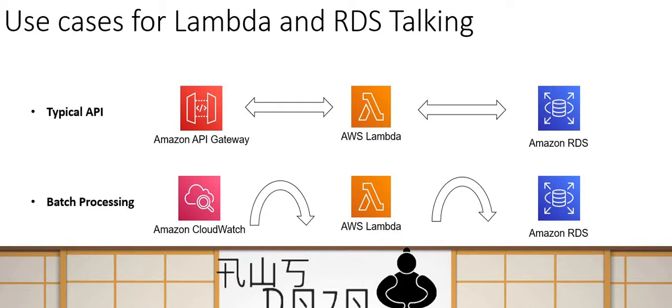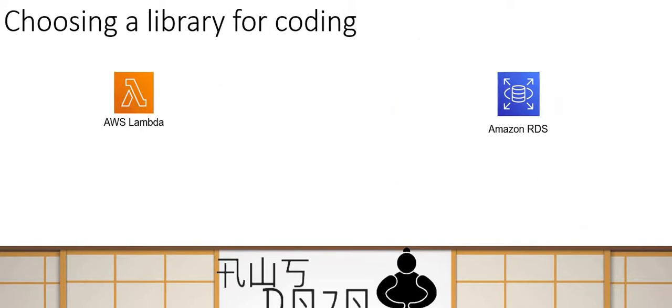If you have very transactional, event-based or schedule-based data processing, then you can go for data processing in Lambda, in which case Lambda will talk to RDS. So these are the two typical use cases you will find when you have to make Lambda and RDS talk to each other. Keeping these use cases in mind, how does the whole development take place?